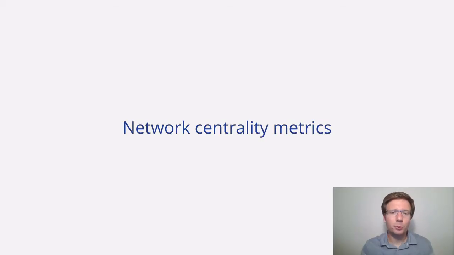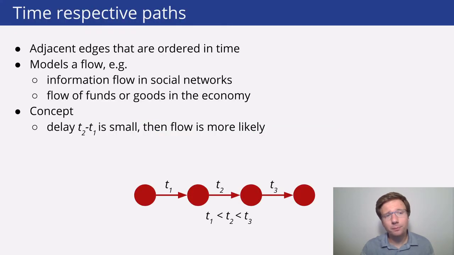In this part of the tutorial, we will discuss network centrality metrics and the way of defining them on edge streams and temporal network data, and also the potential pitfalls and problems arising when defining these from edge streams. The concept of these centrality metrics will be based on time-respecting paths.